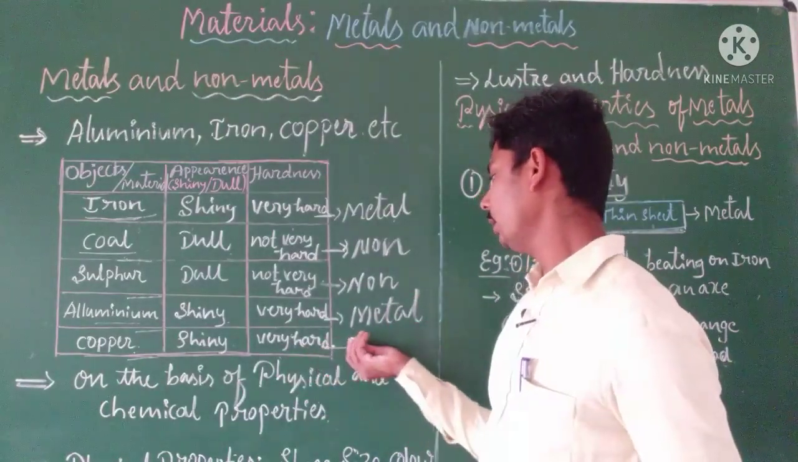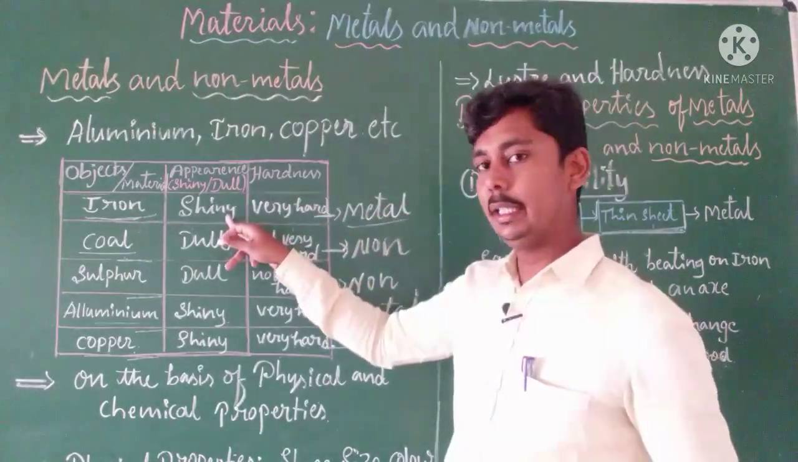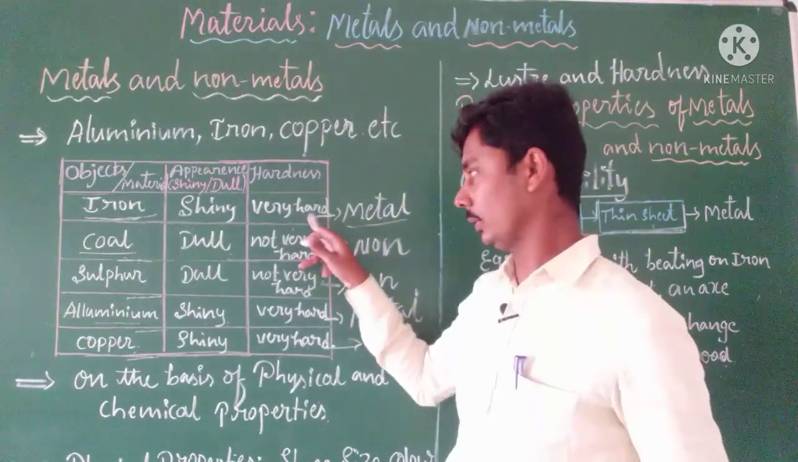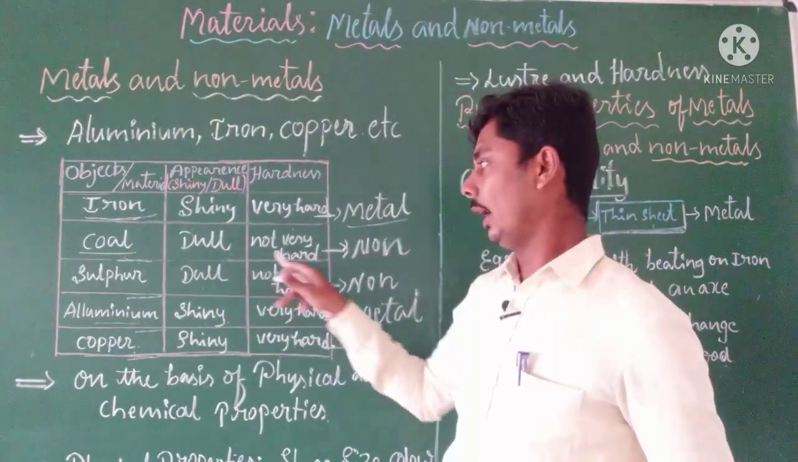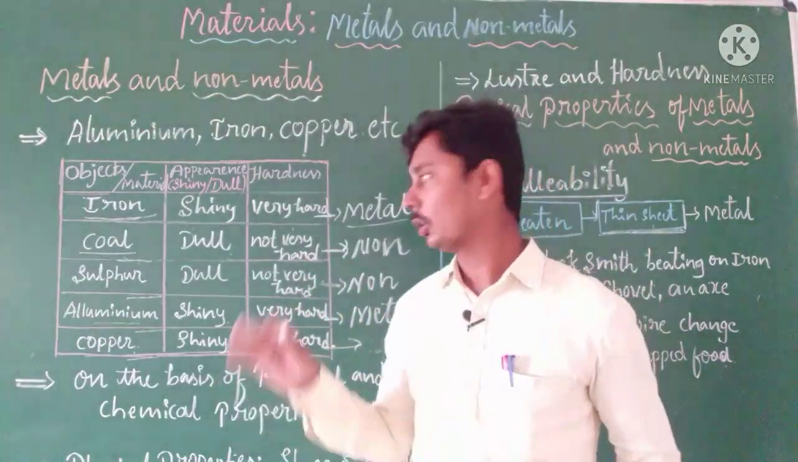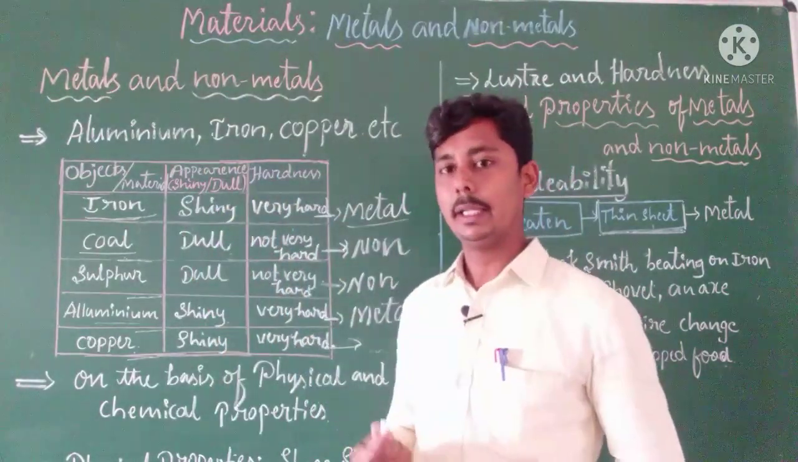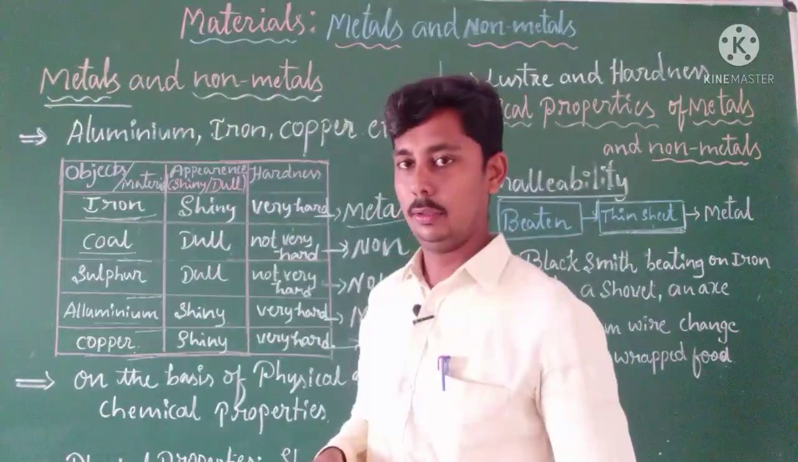Okay, this is also metal. This metal shows the shiny nature and hardness. That non-metal shows the dull nature, or is not very hard. This is not very hard compared to the metals. It means metals are very hard.